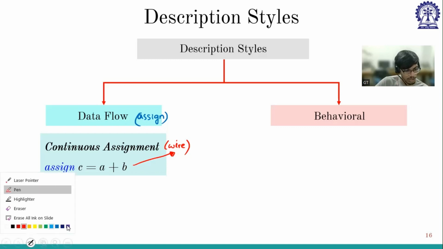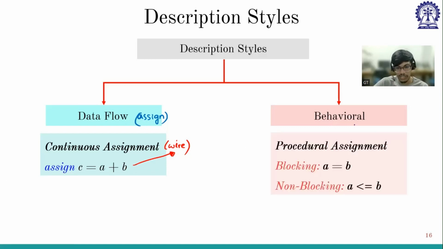Now coming to the other description style, which is behavioral. Here we call it procedural assignment, rather than continuous assignment. Procedural assignment has two types of assigning: one is blocking, the other is non-blocking. Here we will not write assign A equal to B. Directly we will write A equal to B or A less than or equal to B. The difference between these will come later. As it is holding the value, this is used for the reg data type.